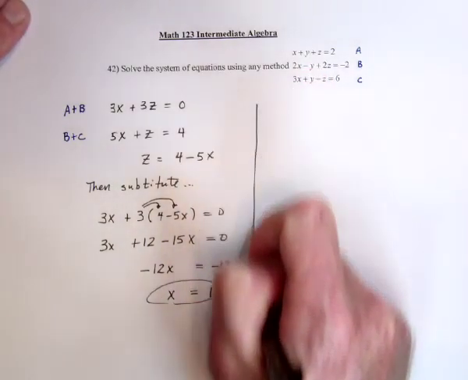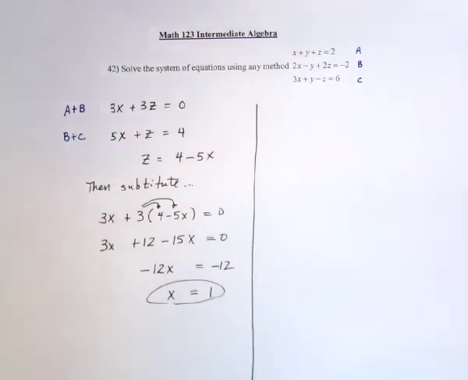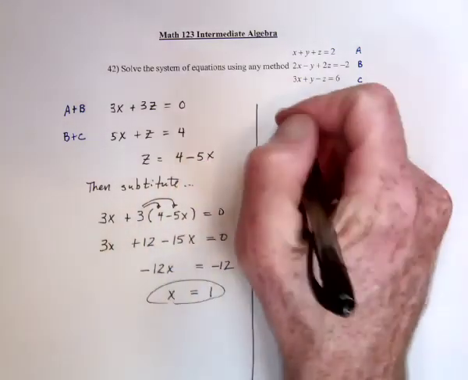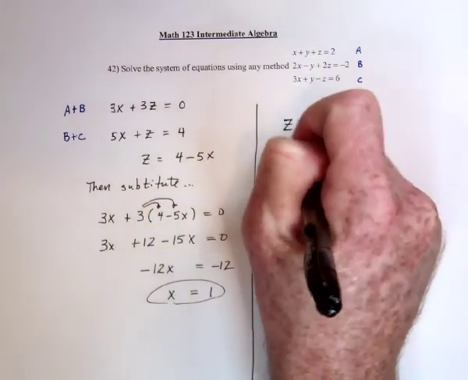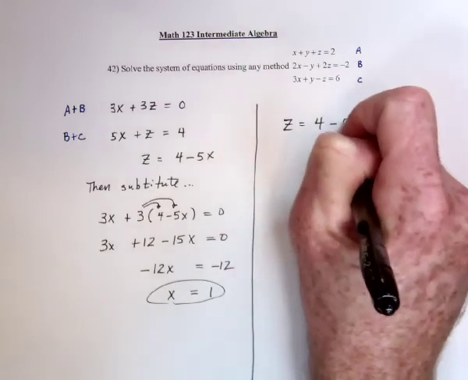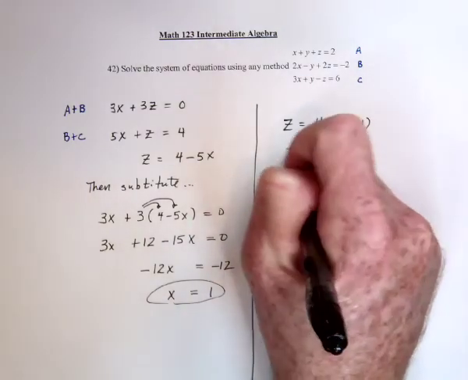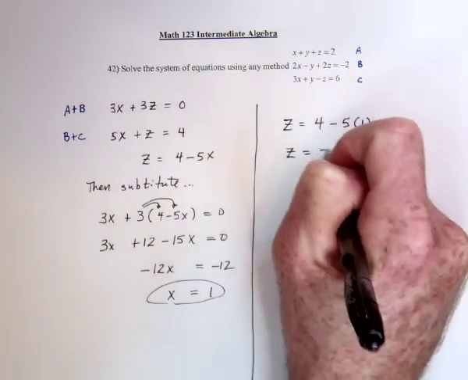Alright, now that we've got x, you can go back to this equation right here, substitute what x is equal to, and we'll have z. So z is going to be 4 minus 5 times x, which is 1. And so z is 4 minus 5, z is equal to negative 1.